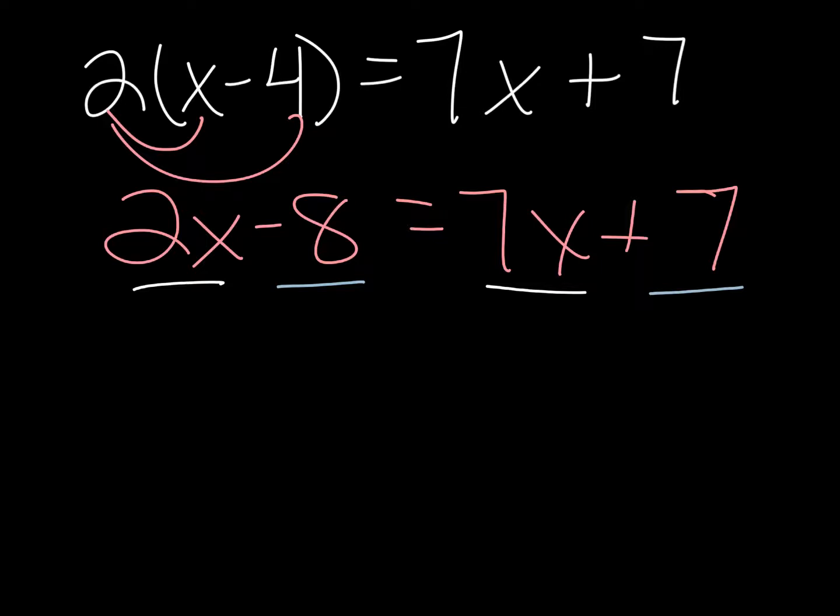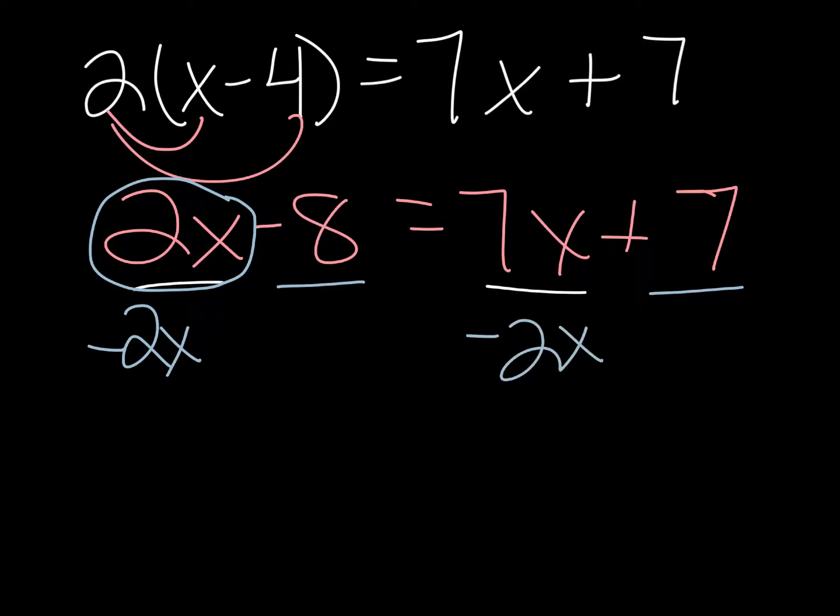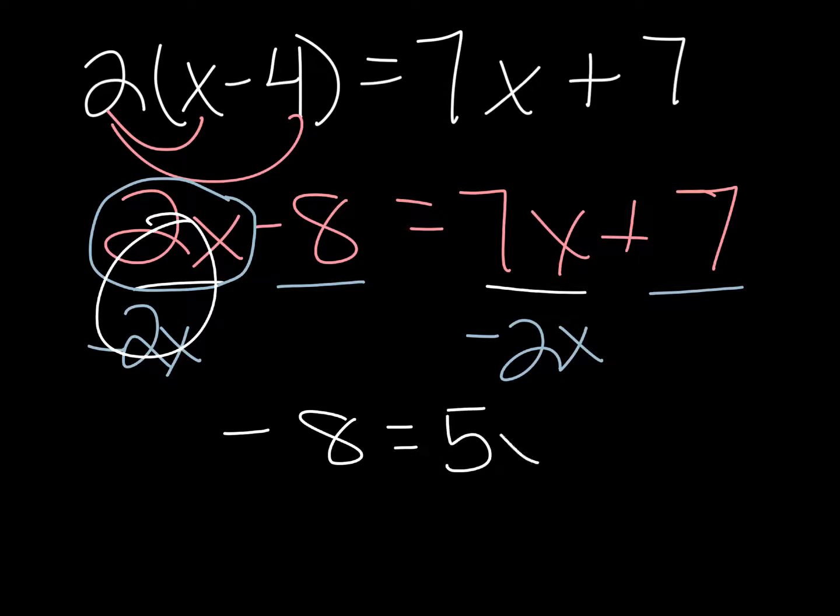So now we have a variable on both sides, and we have a number value on both sides. Our goal is to get the variable on one side and a number on the other side of the equal sign. So let's take a look at this equation. If I want to get rid of this 2x, right now it's positive, so to get rid of it, I would subtract 2x. I also need to do that on the other side of the equation. So on the left-hand side, I get 0, and I'm left with negative 8 equals, then I have 7x minus 2x. That's going to give me 5x plus 7.